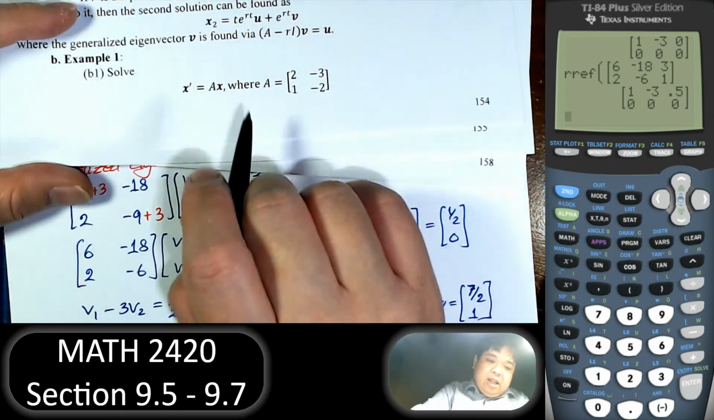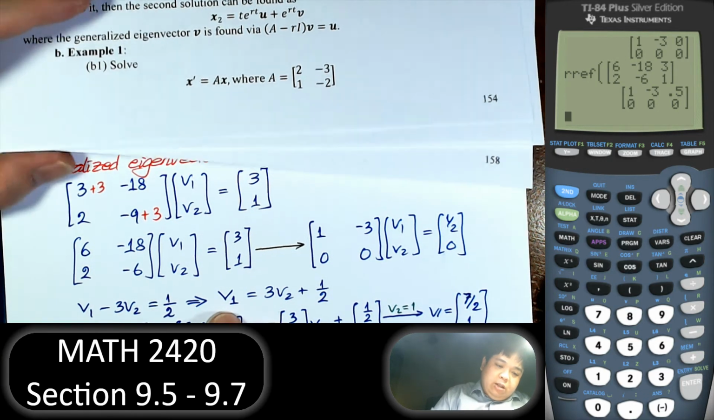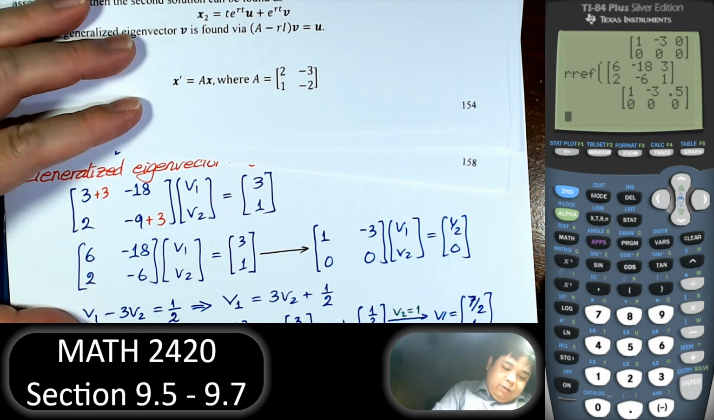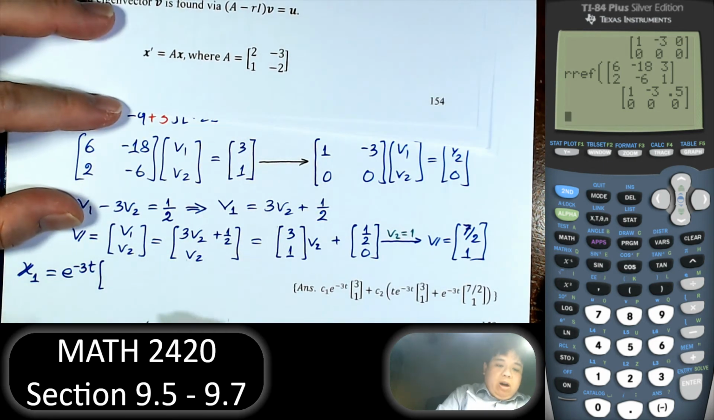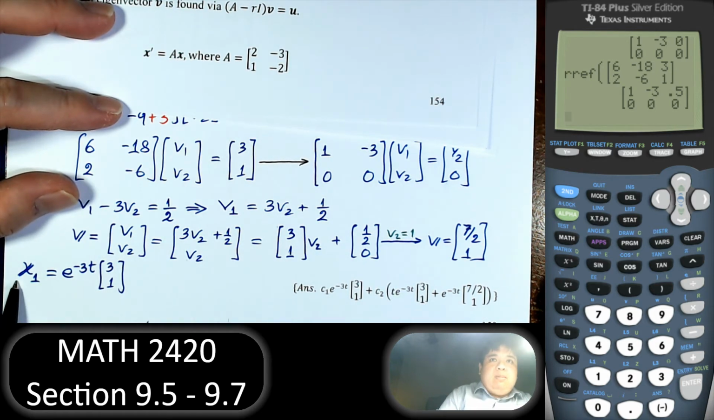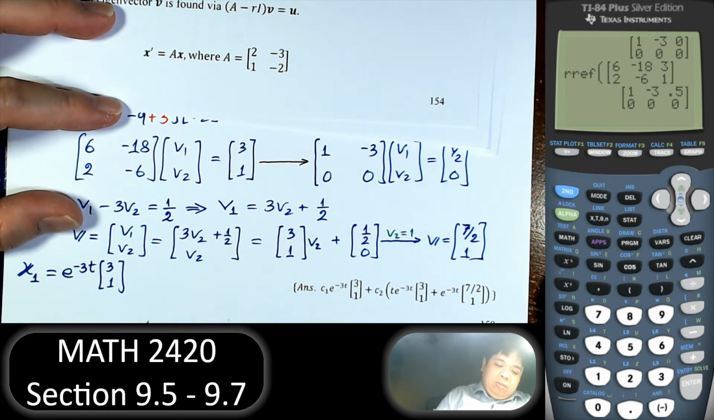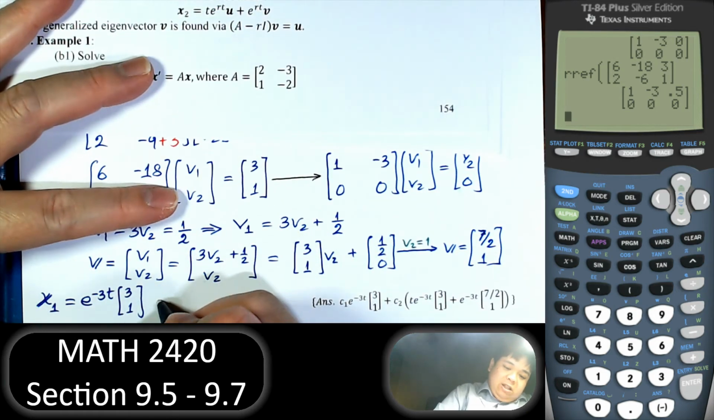x1 is as before, so we say x1 is equal to e to the negative 3t, and eigenvector 1 is 3 and 1. So the first vector is still the same as before, which is this. Now, the second solution we have to write like this.